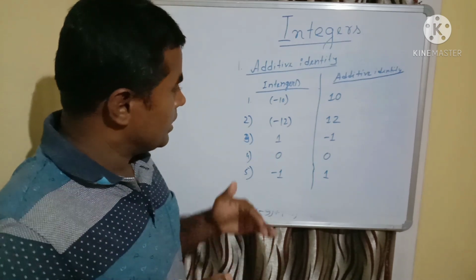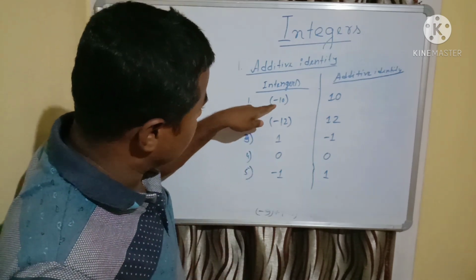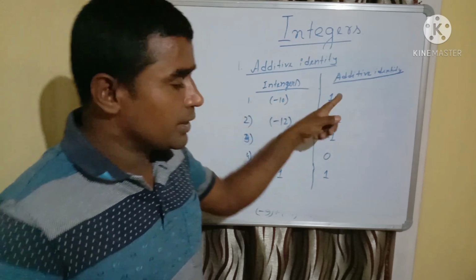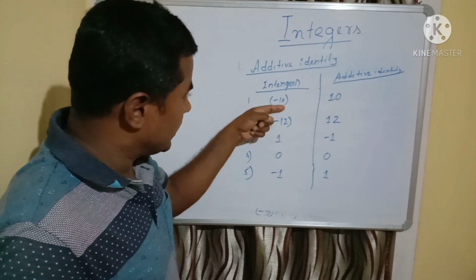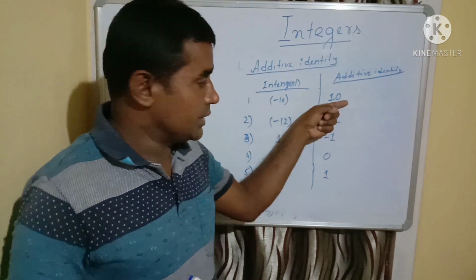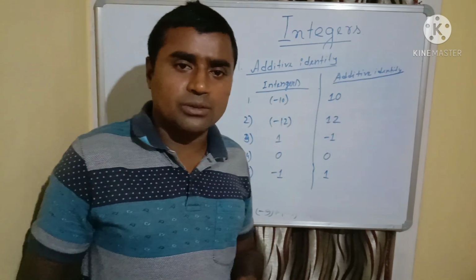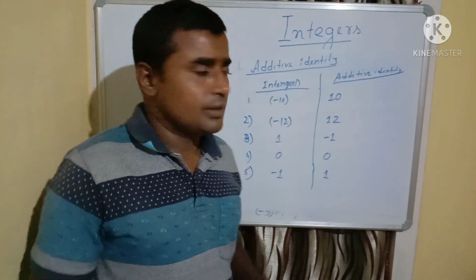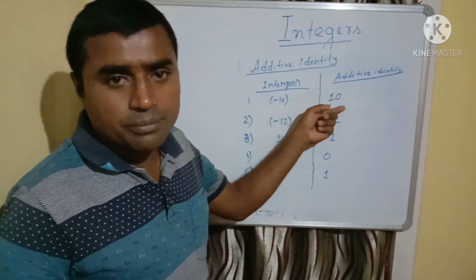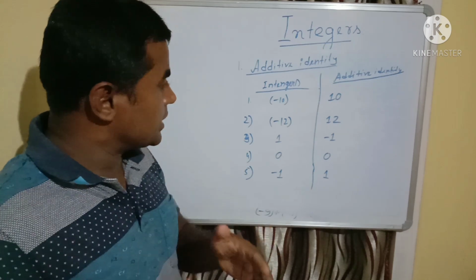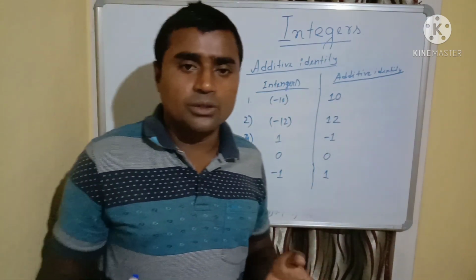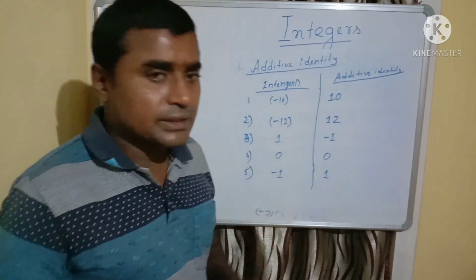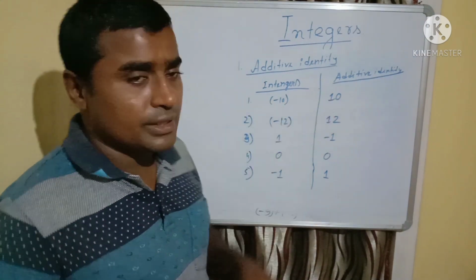Always remember, whenever the integer is minus, our additive identity is plus. That means additive identity of a negative integer is a positive integer. The integer remains the same, only its sign is altered. When it is plus, then it becomes minus. And again you have to check whether the sum of the integer and the additive identity is 0 or not. If it is 0, then yes, your additive identity is correct.